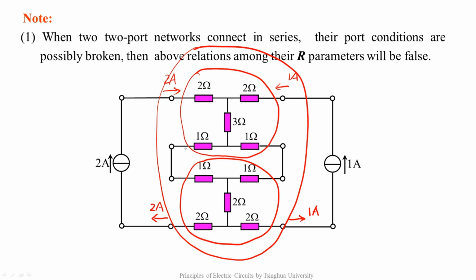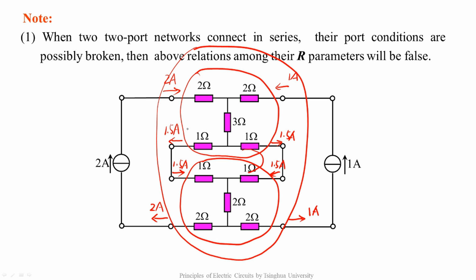What about the original two-port networks? What's the current through this branch? This is a series connection of 1 ohm resistor and 1 ohm resistor, and this is also a series connection of two 1 ohm resistors. So the currents through these two branches are same. They equal 2 ampere plus 1 ampere over 2 ohms, that is 1.5 ampere. The current here is 1.5 ampere too. Of course, the current flowing in is 1.5 ampere, and the current flowing out is 1.5 ampere.